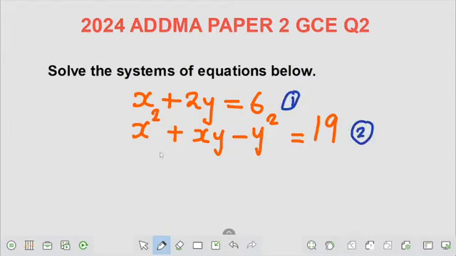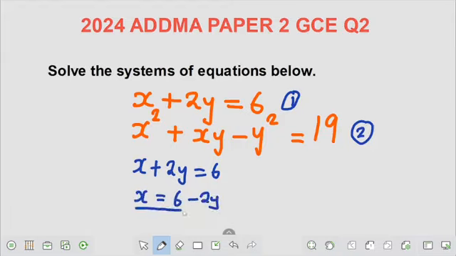Step 1, you need to inspect which of these equations is easy for you to deal with. You can see that equation 1 is very easy. So I'm going to take note of equation 1, which is x plus 2y is equal to 6. Now here we are going to make x the subject of the formula. So we are going to have x is equal to 6 minus 2y. Here we have just made x the subject of the formula.